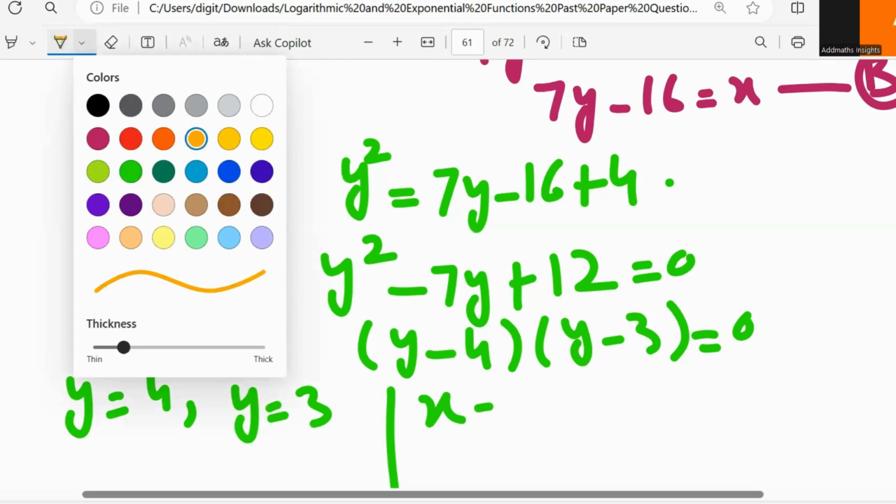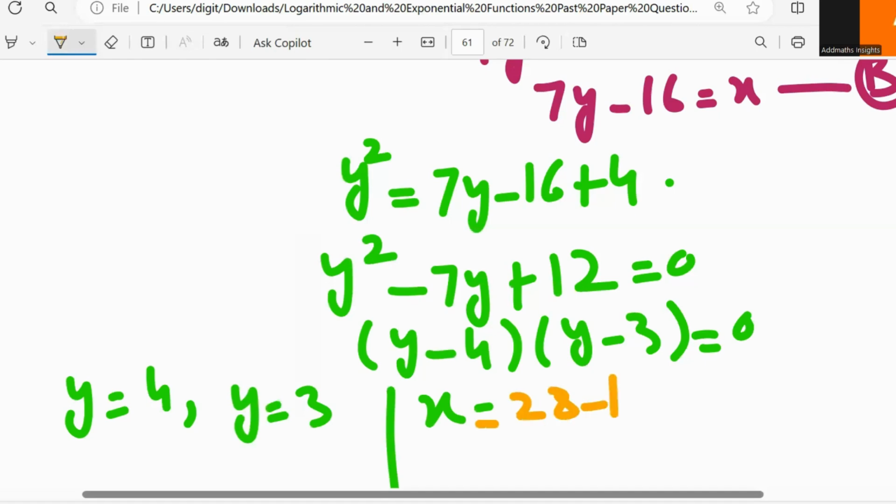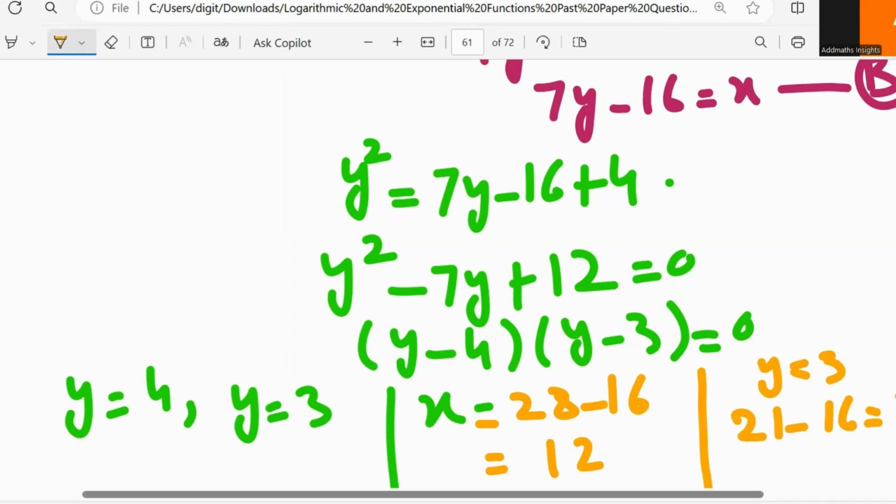X is equal to 28 minus 16. So the value is 12. So when y is 4, x is 12. So the other value is when y is 3. When y is 3, and then you substitute this value, you get 21 minus 16 is x. So x is equal to 15. So this is how you can solve these two simultaneous equations.